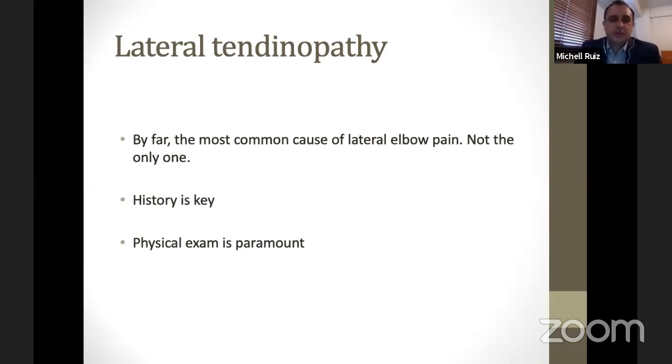But let us start with the most frequent cause of lateral elbow pain, and that is known as lateral tendinopathy. As we are stating here, it is by far the most common cause of lateral elbow pain, but it's very important to acknowledge that it is not the only one. Due to this, it's very important to be very specific with the history. We have to know the age of the patient, the occupation, if they practice some sport, and their level of activity in that sport. And the physical exam is paramount for confirming or making a differential diagnosis of lateral elbow pain.